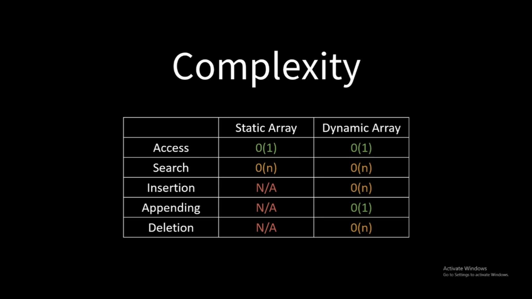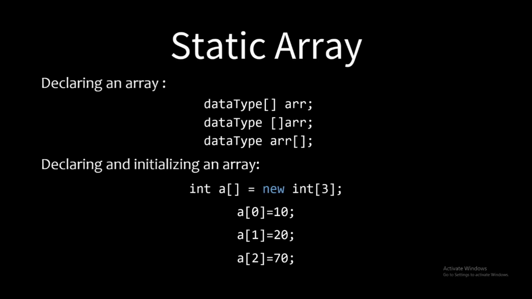So if you want to insert an element in a dynamic array, you will probably have to increase the length of the dynamic array, so the complexity becomes linear. But if you want to append, then it remains constant. And again, if you want to delete, which is kind of similar to insertion, then the complexity will be back to linear.